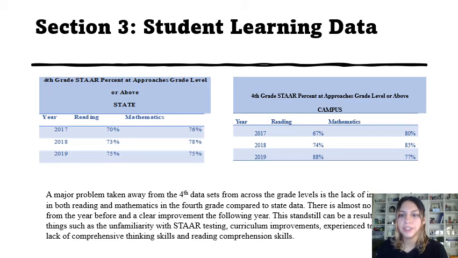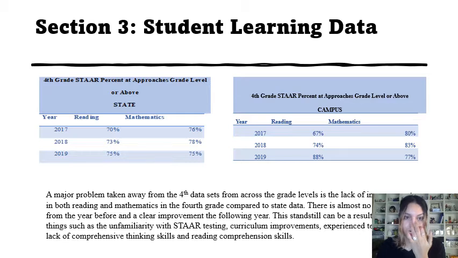We're going to go on to Section 3, student learning data. A major problem taken away from the 4th grade data sets specifically, where we isolated the 4th grade data sets across all grade levels, was the lack of improvement in both reading and mathematics in the 4th grade compared to state data. I'm going to go ahead and zoom out a little bit.